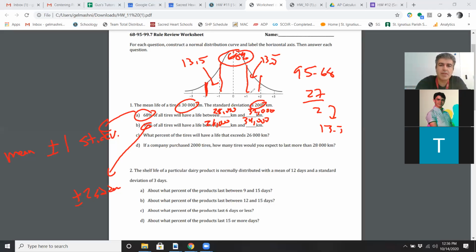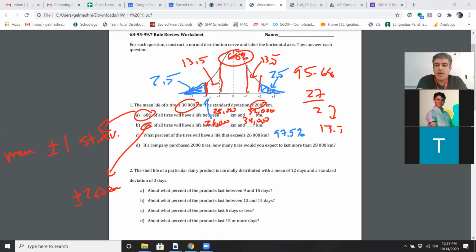So it means that these portions here are going to be 2.5%, and this portion here will also be 2.5%. So the percent of tires that have a life that exceeds 26,000 is actually 97.5%. That's because 2.5% is to the left, or less than 26,000. And remember, 26,000 was two standard deviations, which is right there. So that's how you would answer that one.